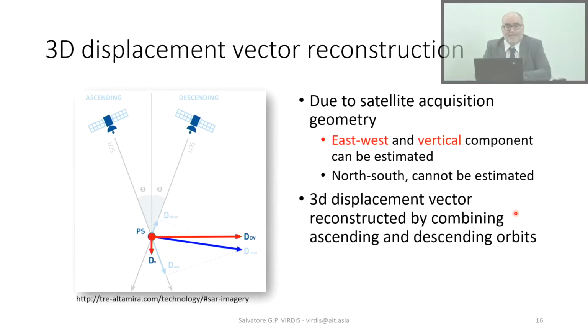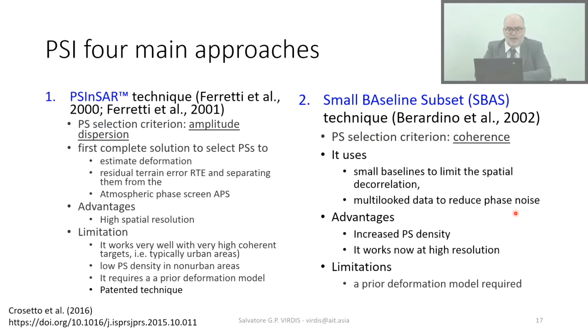So at the end of the day, we measure displacement along the line of sight, or if we combine descending and ascending geometries, we can isolate east-west components and vertical components. These are the type of measures that we do. Let's have a look in detail at what the main approaches in PSI are. So there are four main approaches.